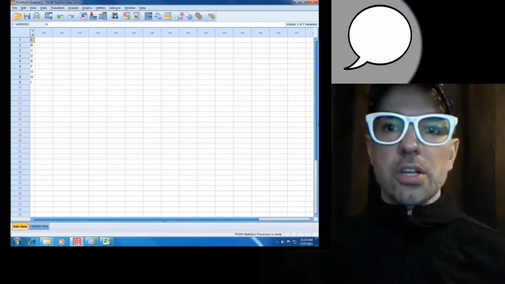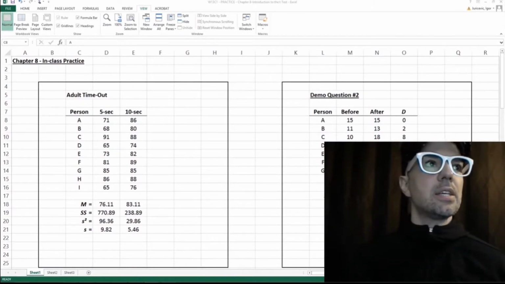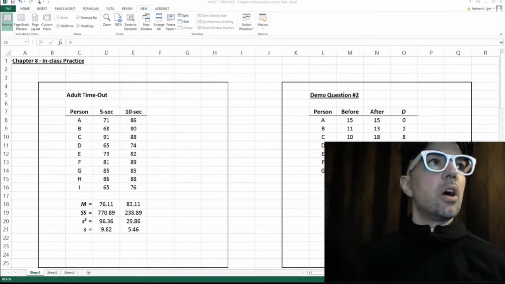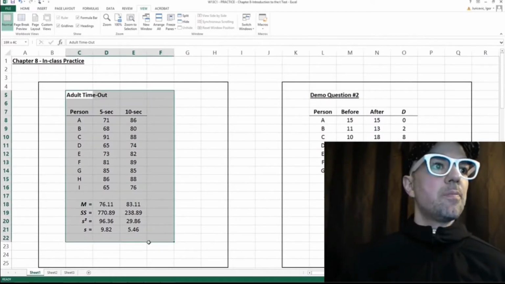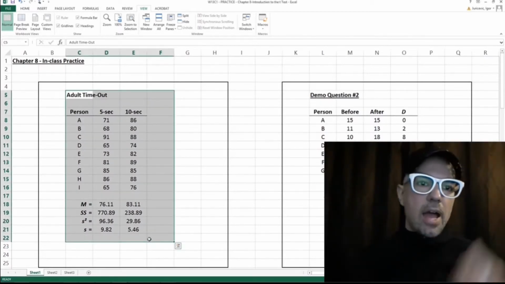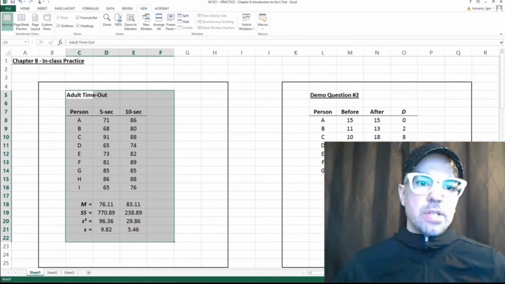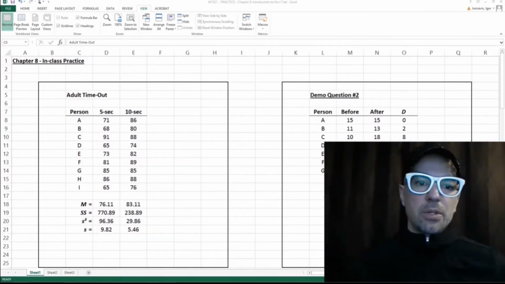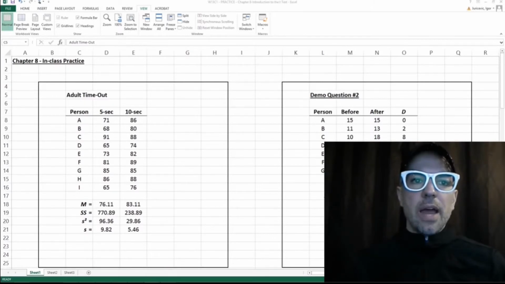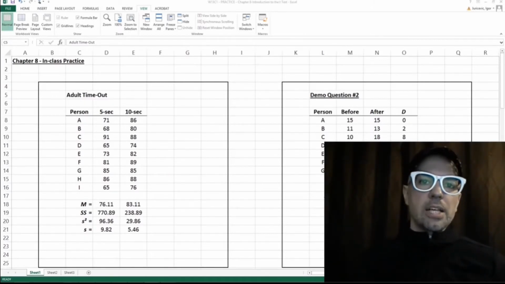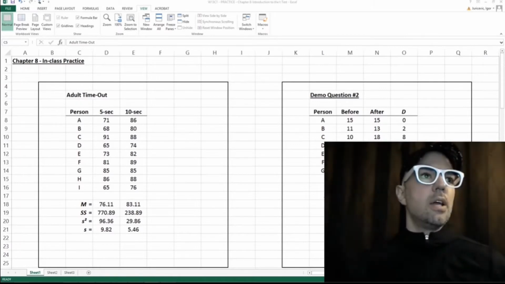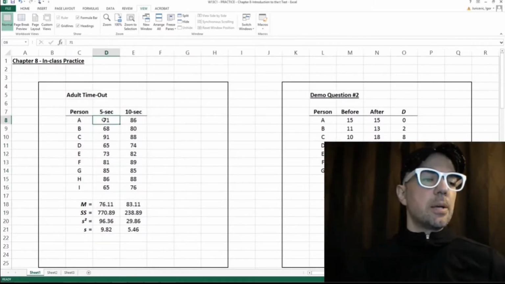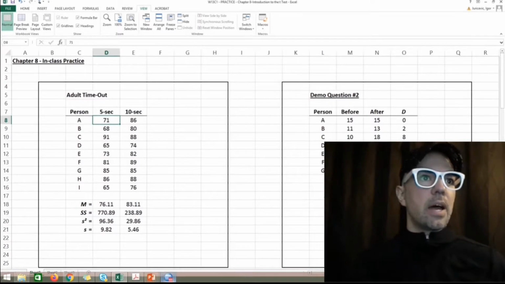But just to show you what we're dealing with, this is the Excel sheet that you want. Here, chapter 8 in class practice, and this adult timeout data is what we're going to need. As usual, in order to use SPSS, the first thing we want to make absolutely sure that we have is the raw data. You can't just have the sample mean. You have to have the raw scores for each individual, and that's what we have presented here. So let's get going with SPSS.